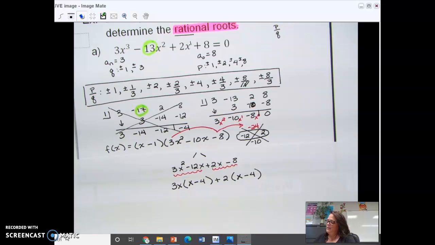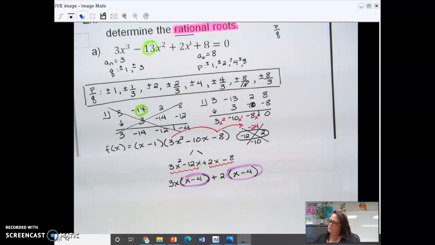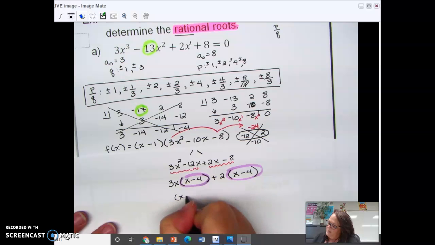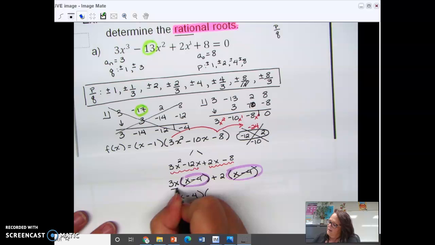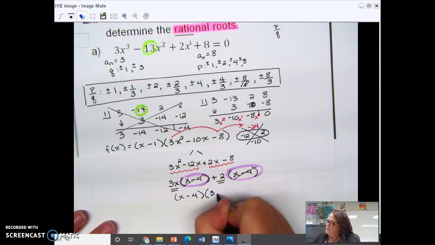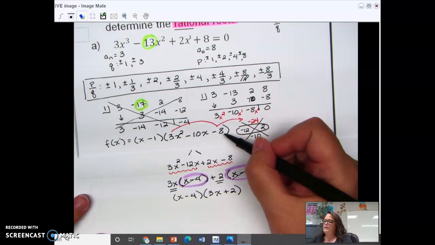So because the parentheses match, we can actually factor these two out and say that we have x minus 4 times, and so now that it's factored out, I'm left with 3x plus 2. All right, and if you don't believe me, you could go ahead and FOIL it, and it'll show that you get 3x squared minus 10x plus 8.